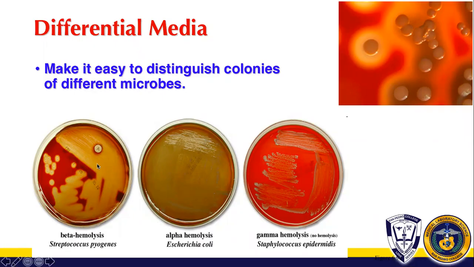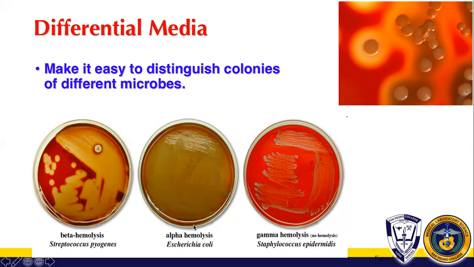So we have here beta hemolysis, which is identified with the presence of a clear zone of hemolysis around the colonies. Initially the culture media is red because of the blood that was added. But since the organism is able to make use of red blood cells, it's able to break them down, causing the clear zone of hemolysis.